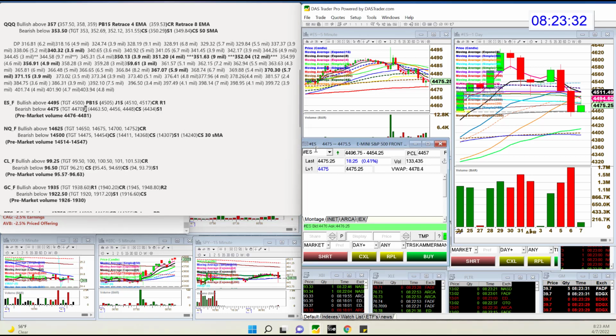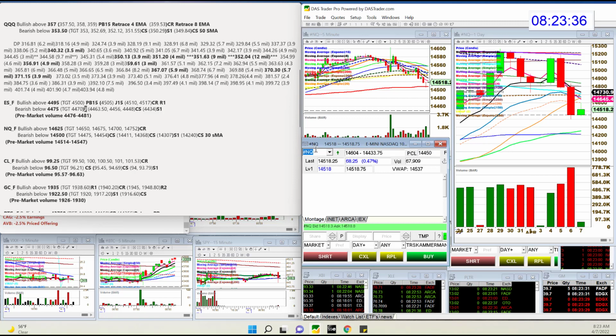Let's head on over to the NASDAQ futures. We're going to be bullish above 14,625, bear below 14,500. See, we've tagged the jelly as well on a 5 minute. If it's on a 15 minute, I will put a 15 after the J or PB for you. All right, a little heads up there. Oh, let's go to the oil futures.